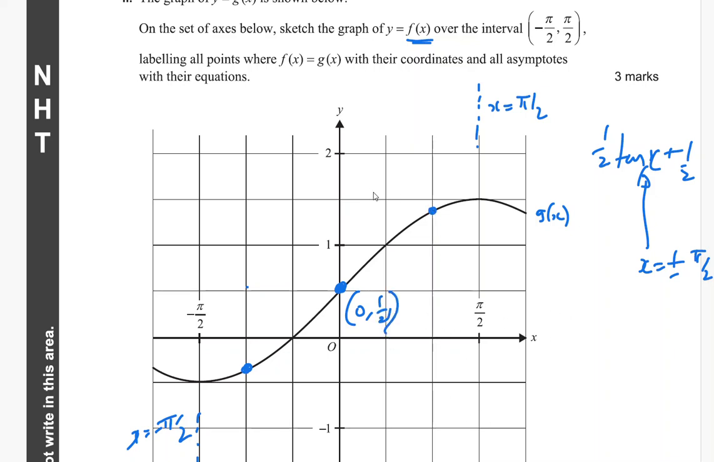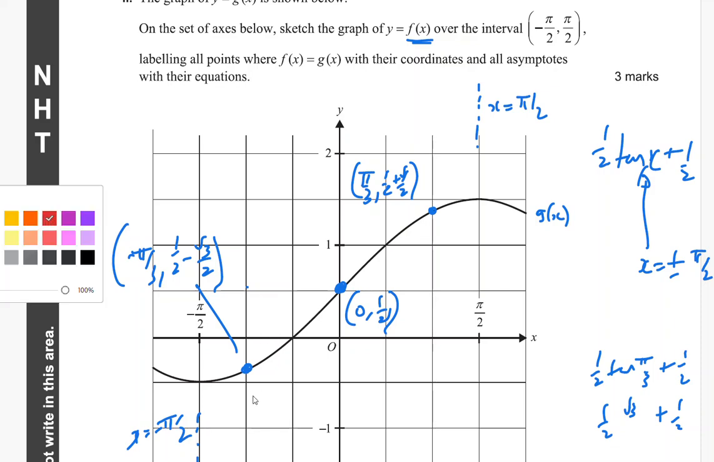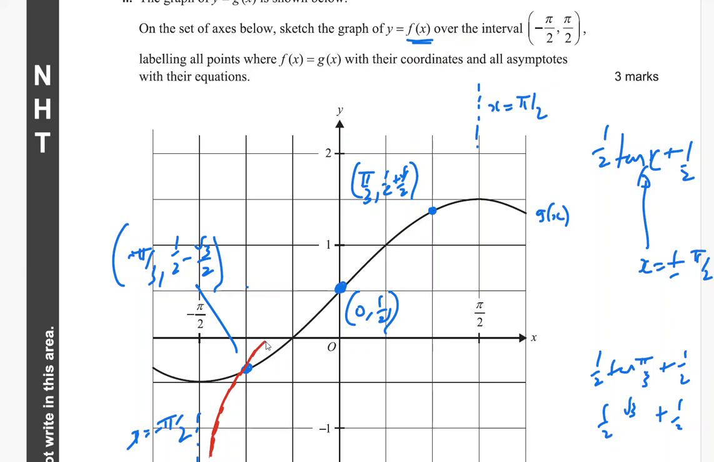If I want to find the coordinates here, it will be pi on 3 and a half tan of pi on 3 plus a half, root 3 plus a half, or a half plus root 3 on 2, and this one down here will be minus pi on 3 and a half minus root 3 on 2, and my graph's going to look like, and that's the graph of f of x, going through here, going through here, going through here, and having these asymptotes.